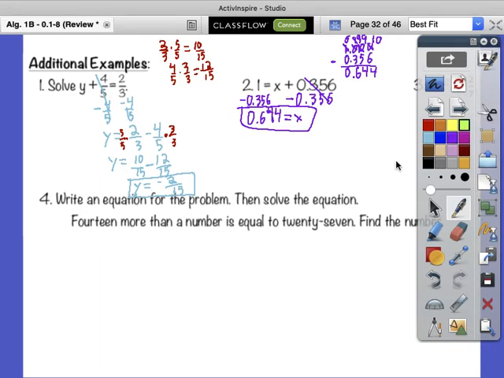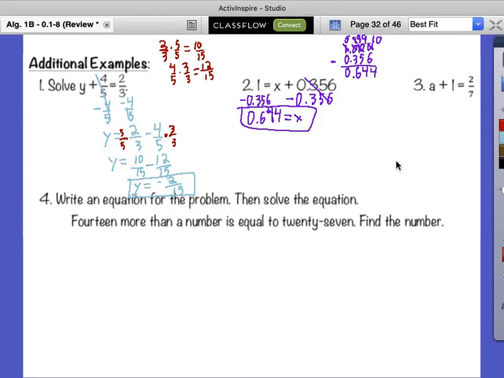Let's look at number 3. A plus 1 equals 2 sevenths. Okay? What's happening with our variable A? Adding. How are we going to undo it? Subtraction, right? What are we going to subtract by? 1. A is equal to 2 over 7 minus 1. Now, we have to get what in order to subtract these?